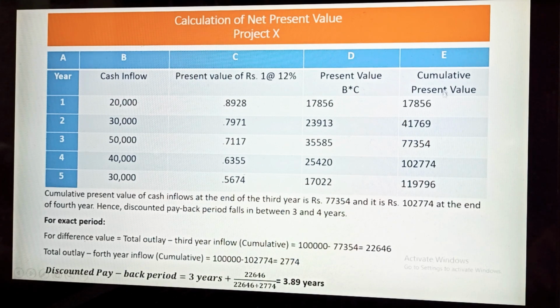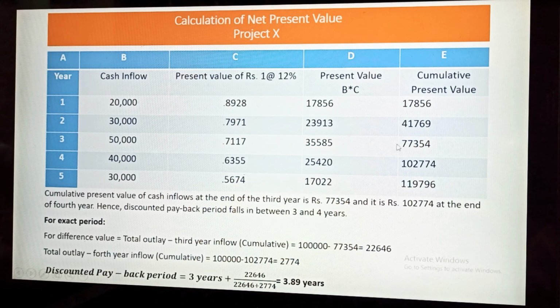Hereafter, when you go to the E section, you can check the cumulative present value. Cumulative present value means in the first year your amount is 17,856, you have taken this one. In the next year you will take 17,856 plus 23,913, and it will become 41,769. Up to this year your outlay of 1 lakh has not yet come. So we go to the third year, 35,585. You can check here that it is 77,354. In the third year you add all, the first year, second and third. Up to the third year this amount is 77,354.